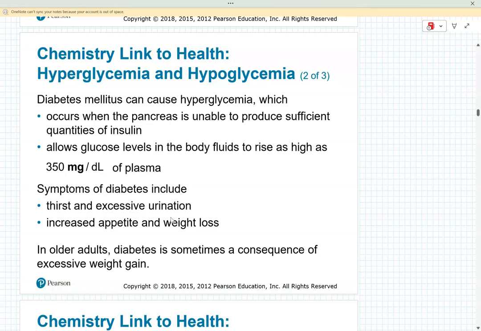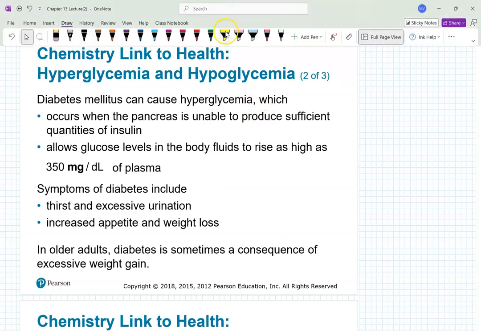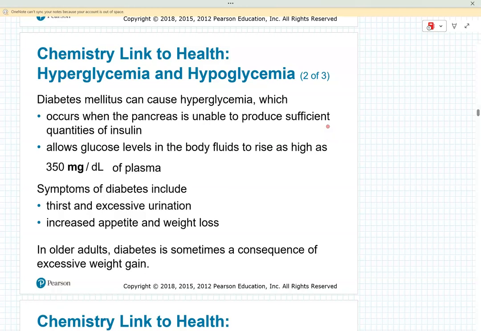There are two types of diabetes, just FYI. There's type 1 and type 2. Type 1, which we have here, is when the pancreas does not produce enough insulin. It is an autoimmune disorder, usually diagnosed fairly early. Sometimes it's called juvenile diabetes.